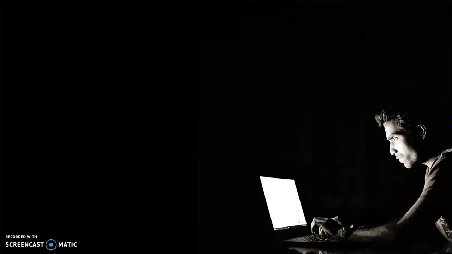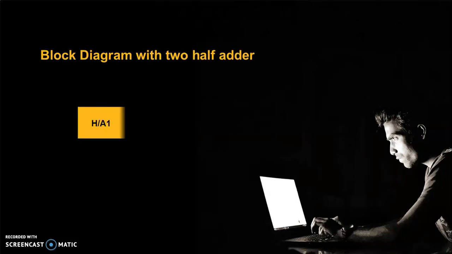A full adder is nothing but a combination of two half adders. We know the logic circuit implementation for the half adder, and if we combine two half adders, then we can prepare a full adder. Now let us understand the full adder with two half adders. Again it is a block diagram for the full adder, but now it is with two half adders.